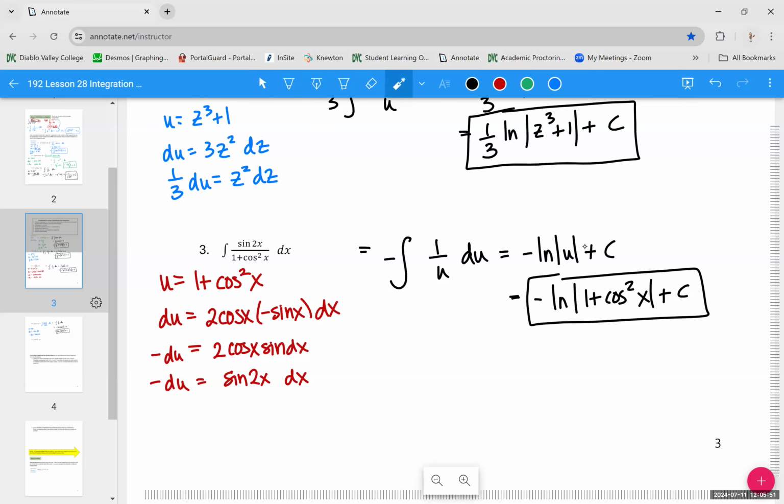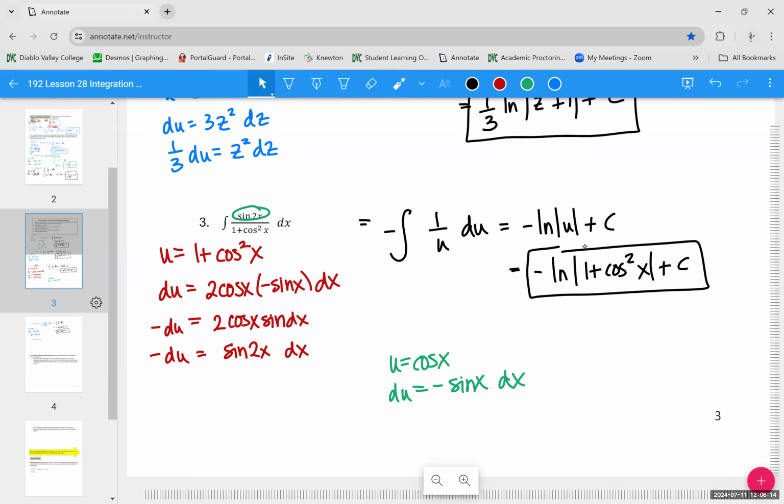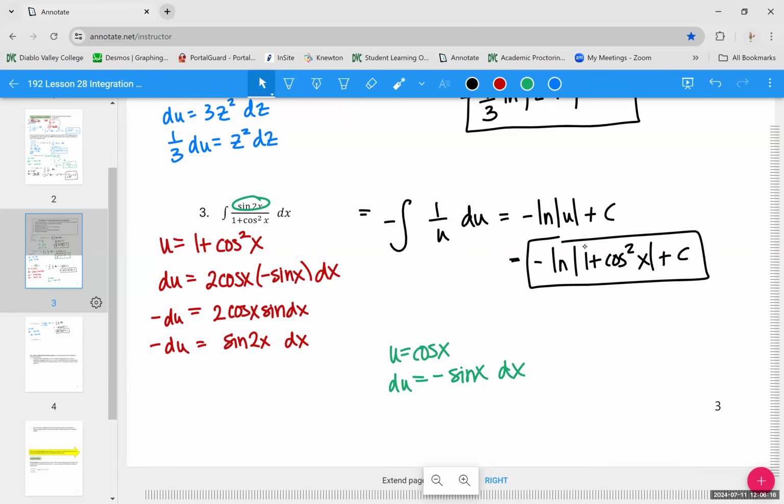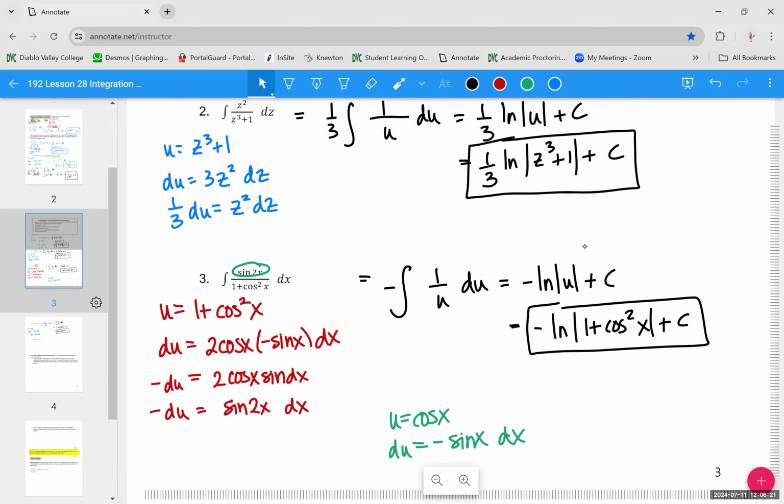And so that is what we're going to set the u equal to. Okay. You might have been tempted to set the u equal here to just cosine because the cosine is squared. And it's not a bad thing to test it out. But when you do the du, you get negative sine x dx, and that's not what we have in the numerator or the rest of the integrand. Sine of 2x is not the same as negative sine of x, right? So it's okay to try it, but then that doesn't work.